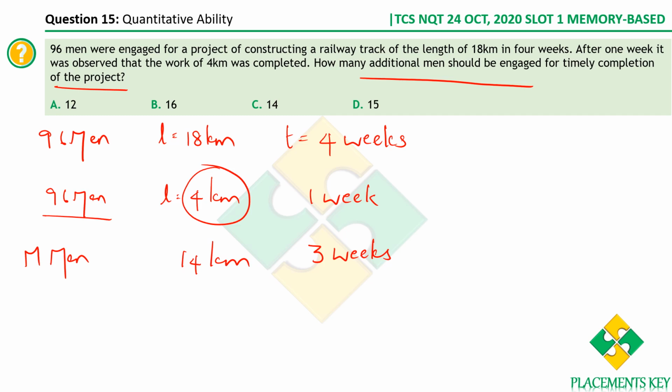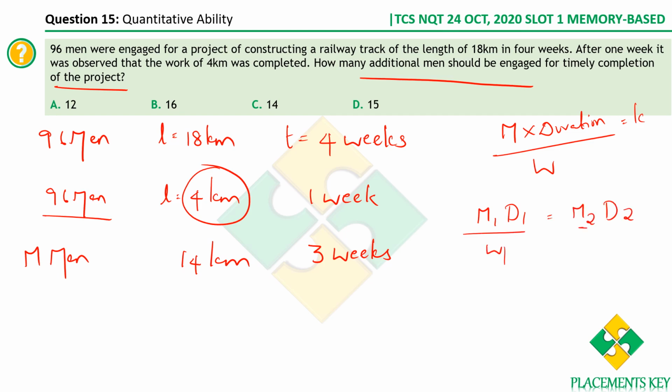Yes, now we know some concept, which is that the product of men into the duration, divided by work done, is always constant. This is the basic concept of time and work. So now what does it mean? We can say that m1 d1 by w1 is equal to m2 d2 by w2.